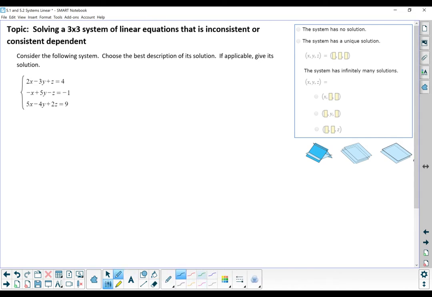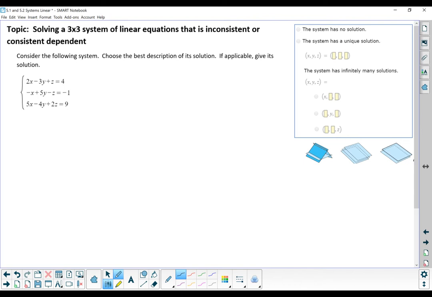So this first system that we're going to do, I already showed you how to find a unique solution, so we're not going to do that again, but I want to show you what it looks like if you have no solution or if you have infinitely many solutions, because especially the infinitely many solutions is a little tricky. So we're going to do no solution first. So this is a system that has no solution.